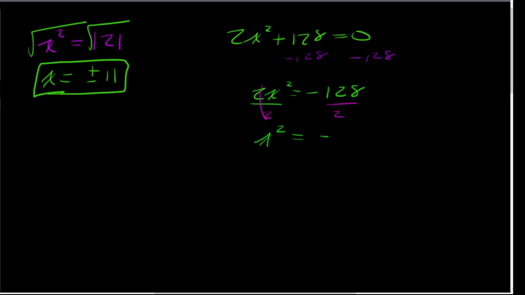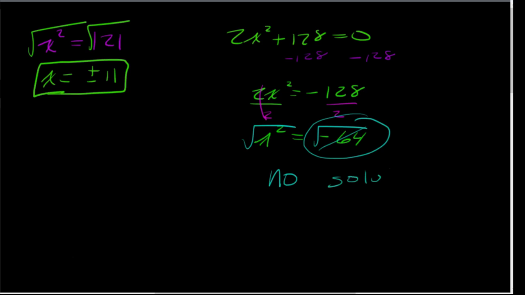Let's see, 128 and a half, I believe, is 64. Now we can take the square root, and what you'll notice is if I take the square root of these, I end up taking the square root of a negative number, and that is a no-no. So this is no solution.